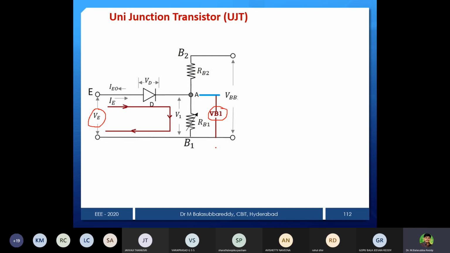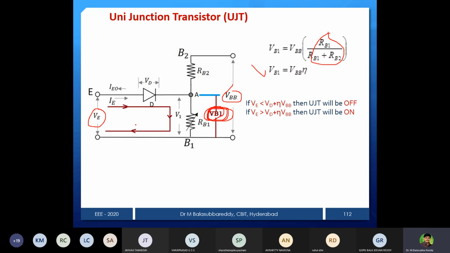Similarly, in the case of UJT, to break that junction, we require some voltage. That voltage we call the peak voltage. Now we can see the relation. I want to know what this voltage is. Just the potential divider rule. So VB1 is equal to the total VBB into RB1 by RB1 plus RB2. So this ratio, as I said earlier, is eta, that is VBB into eta. So VB1 is equal to eta into VBB, that is the voltage across that junction.